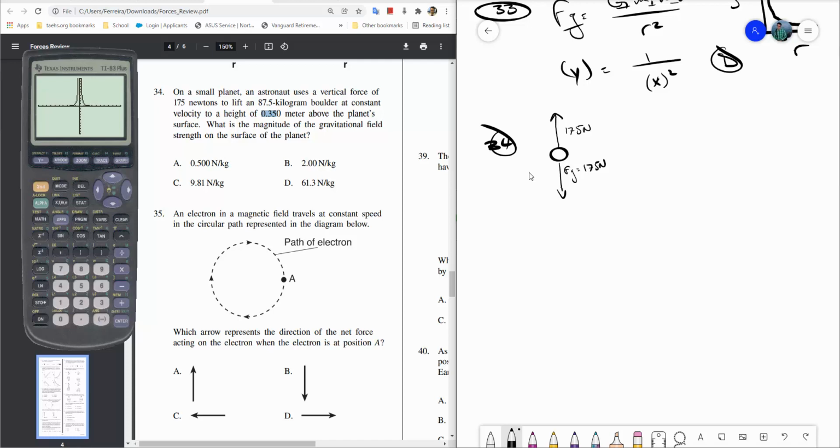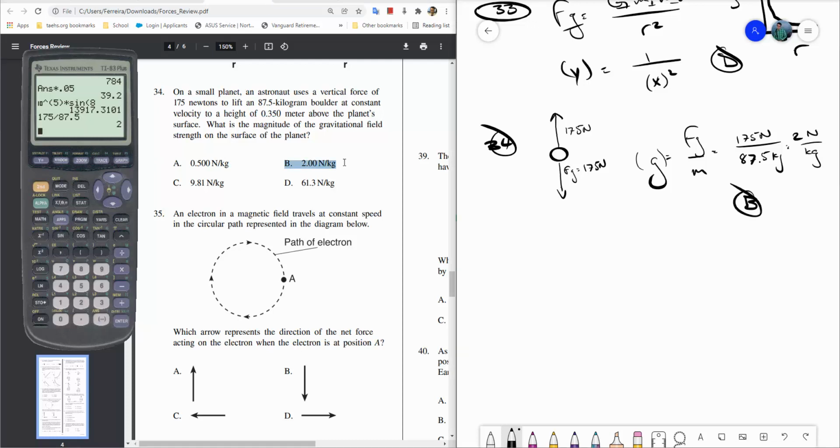Now since you have the force of gravity, and also the mass of the boulder, you can take this equation: the acceleration of gravity, or gravitational field strength, g, is equal to the force of gravity over mass, which is 175 newtons over the mass of the boulder, 87.5 kilograms. 175 divided by 87.5 gives you 2 newtons per kilogram, the unit for gravitational field strength. The answer is B.